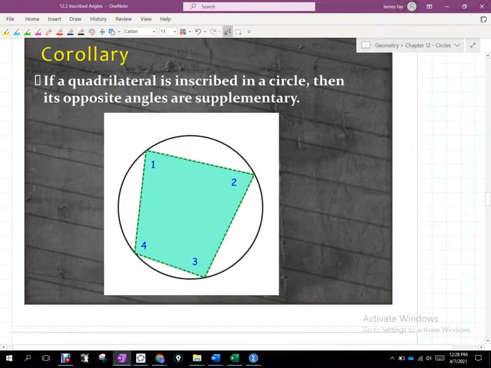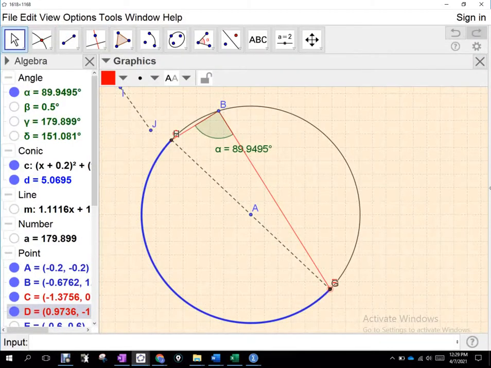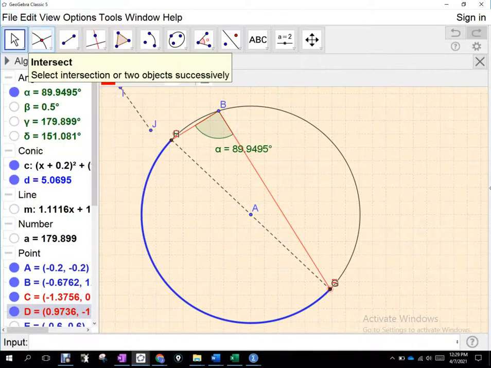Here's one of those. It says if a quadrilateral is inscribed in a circle, then its opposite angles are supplementary. Quadrilaterals in general do not have opposite angles that are supplementary. So let's say that I give you a quadrilateral.